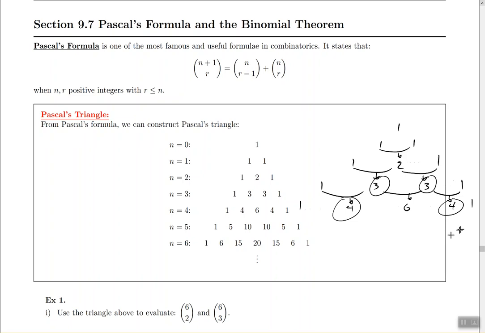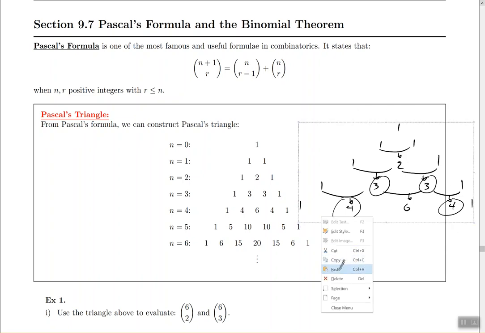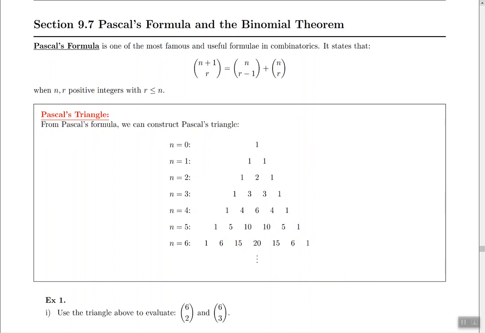There are so many things that are special about this triangle that there are encyclopedia-sized books that have been written about it. And one of the reasons why we like it is because it helps us figure out things like these, right? It helps us figure out 6 choose 2, 6 choose 3, or 5 choose 1, whatever, without having to have a calculator. And it's a very easy, quick way of getting the answers. So the way that you want to think of it is that this is going to be the 0 row, this is the first row, second row, and so on and so forth.